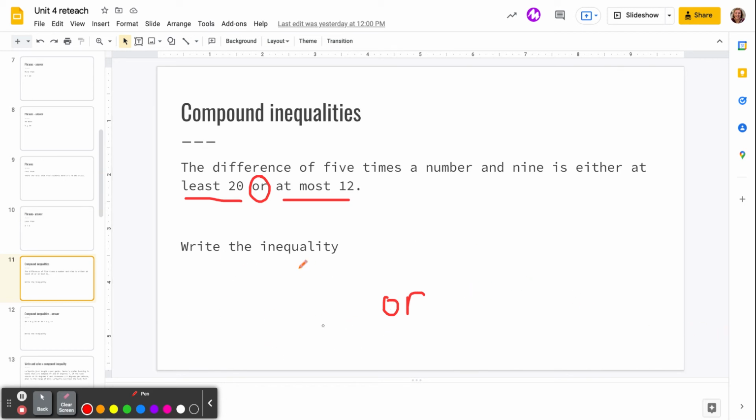Now, where we get our inequality starts here, the difference. So difference means subtraction. So I'm just going to write that right there, of 5 times a number. But we don't know what that number is. So let's use x to represent that number. And then 5 times that number is 5x. And 9 is just the other thing that's being subtracted from 5x. So we have enough to write our inequality. The difference, minus, of 5x and 9.